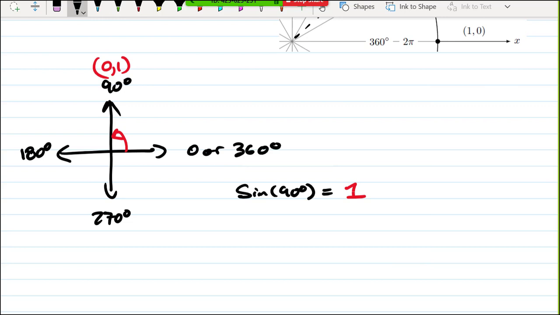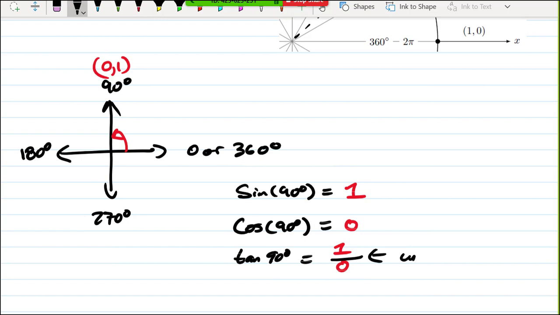We would have that the cosine of 90 degrees is going to be the x value, so that's going to be 0. And then if we had tangent of 90 degrees, well, that's going to be y divided by x, which would be 1 over 0, which is undefined. So on some of the axes, we're going to run into some of our trigonometric functions being undefined.